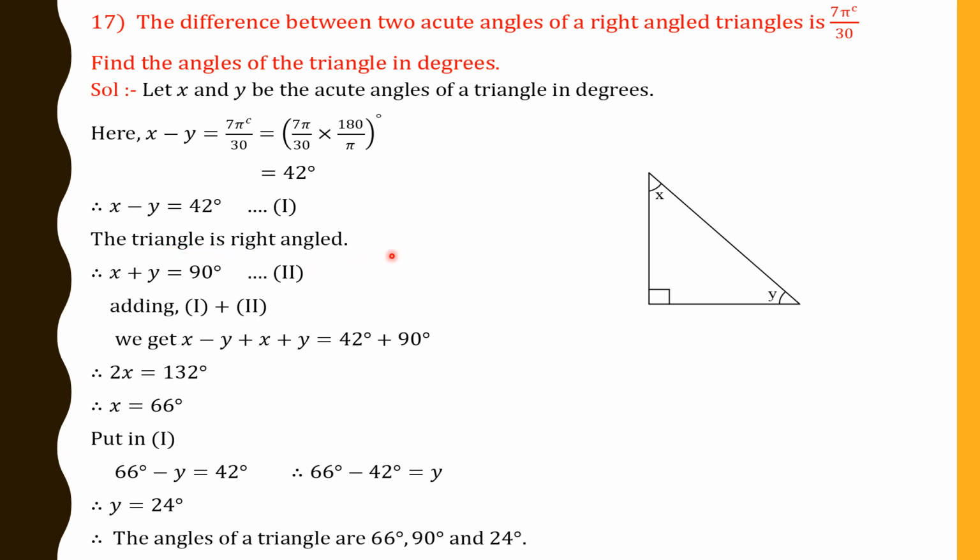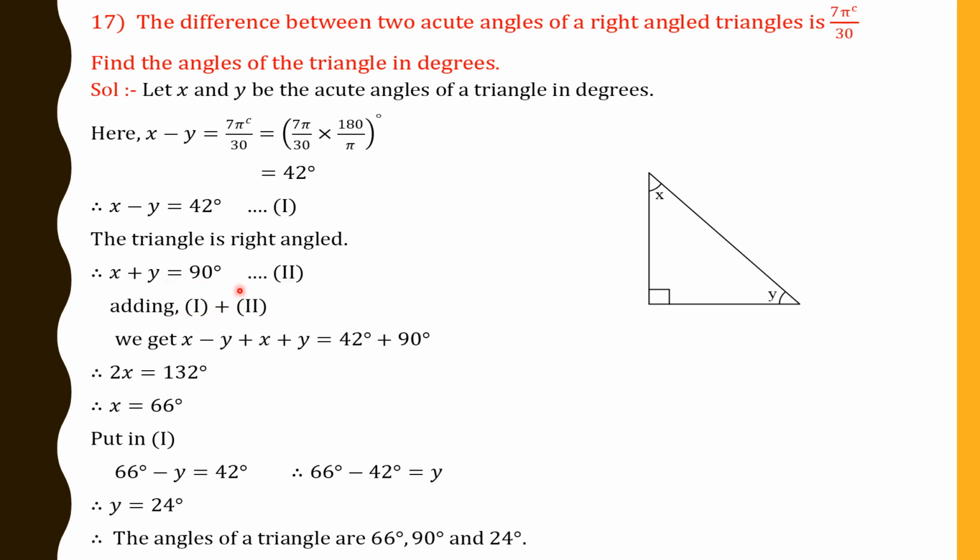Here is a right angle triangle. The sum of the angles is 180, meaning x plus y plus 90 equal to 180. Take 90 on RHS, then x plus y equal to 180 minus 90. Therefore, x plus y equal to 90 degree. Here is x plus y equal to 90 degree, equation 2.